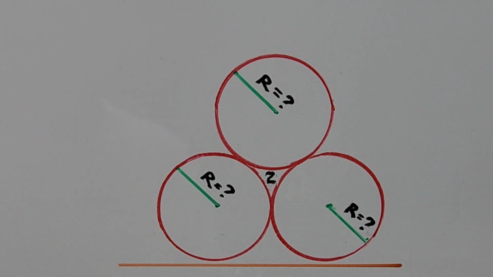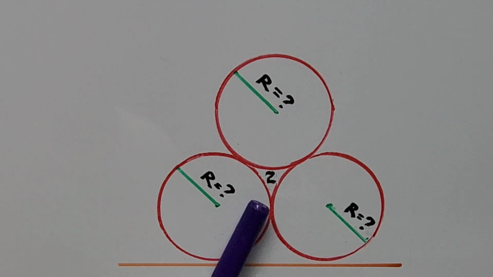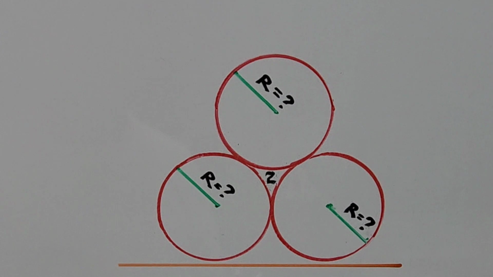Since an area is given, the central area enclosed by these three same size circles, that is 2 square units, this implies that we're going to express the radius in terms of the area. So we can solve for the radius of these circles. And so how do we express the radius of the circle in terms of its area?